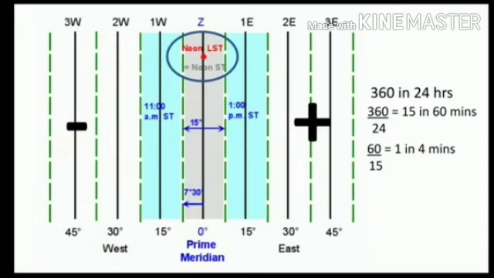Thus, when it is 12 noon at Greenwich, already I told you what is Greenwich, the time at 15 degrees east of Greenwich will be 15 into 4 equals 60 minutes. That is 1 hour ahead of Greenwich time, which means 1 p.m. But at 15 degrees west of Greenwich, the time will be behind Greenwich time by 1 hour. That is, it will be 11 a.m. Similarly, at 180 degrees, it will be midnight when it is 12 noon at Greenwich.